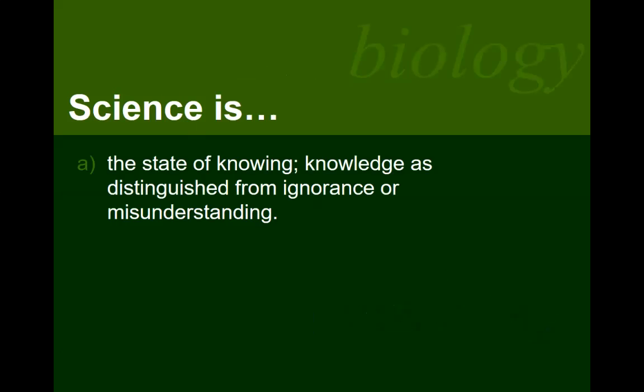Now, you can go through a ton of different definitions for this, but ultimately, science can be defined in typically one of three ways. The first is it's a state of knowing. Knowledge is distinguished from ignorance or misunderstanding. So, really, it's the fact that we know something about something that's concrete. When we say concrete, we'll talk a little bit more about this later, but it's the ability to reproduce something through multiple iterations, typically by testing.